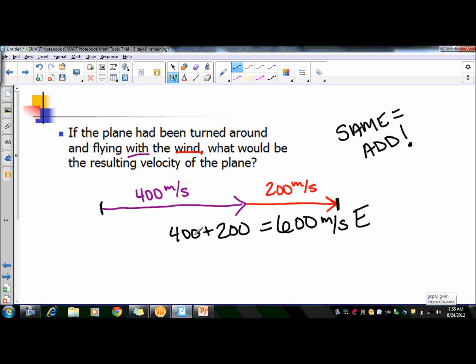So again, if we had a visual, this time the plane is flying in this direction. Again, excuse my drawing skills. The wind is now going in the same direction. So it's flying with the wind. This is called a tailwind. It's because the wind is pushing on the tail of the plane, since they're both going in the same direction.